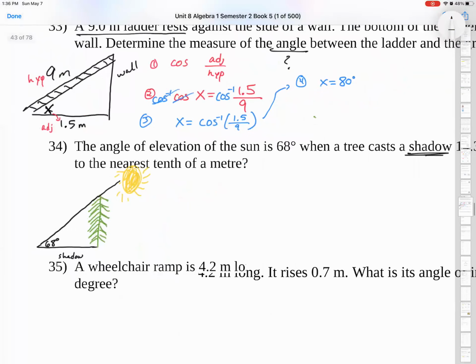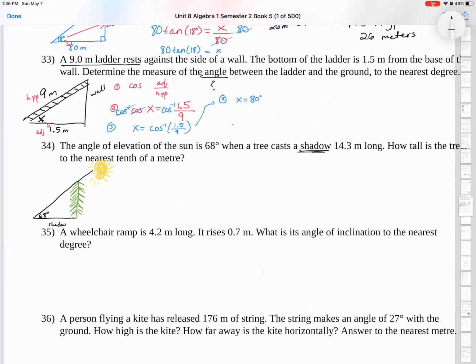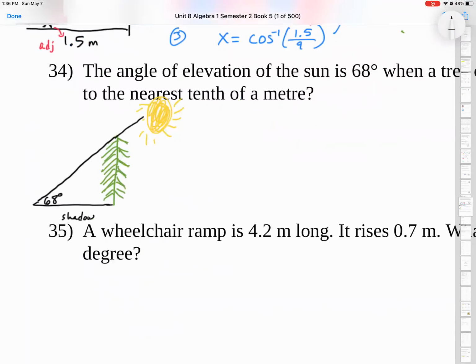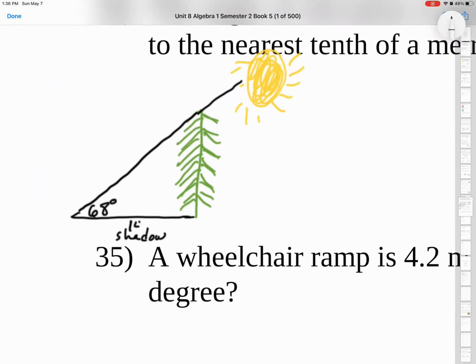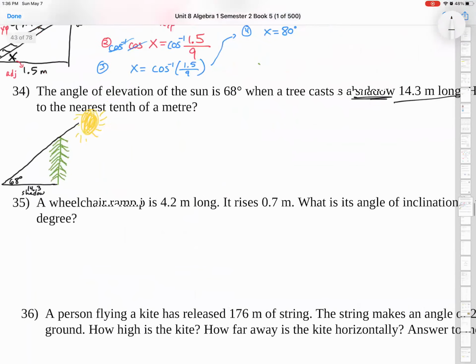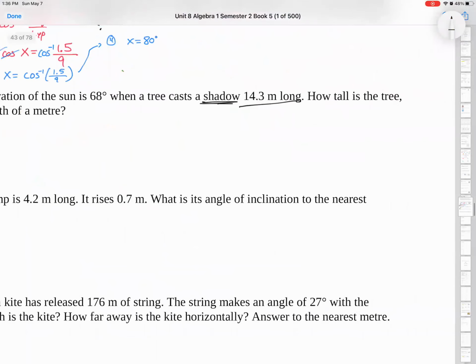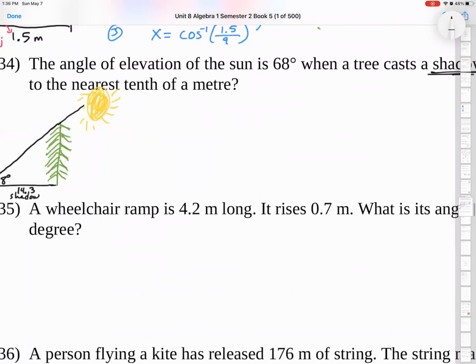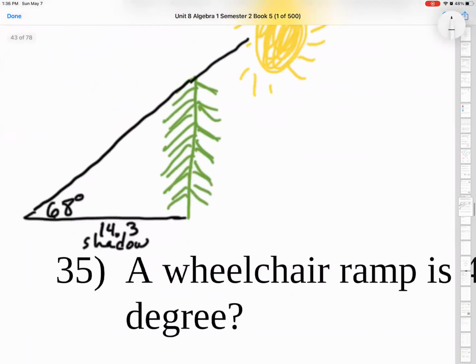And then it tells us that the shadow is 14.3 meters long. Okay, so we know our shadow is 14.3 meters long. And then the question is, how tall is the tree? So we don't know how tall this tree is. So we're just going to have X there.